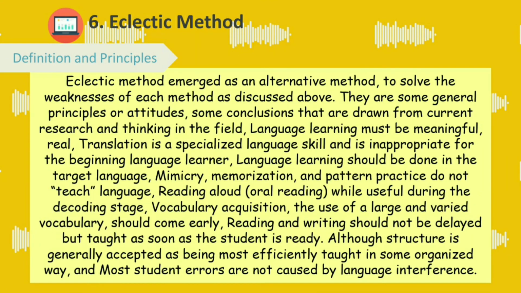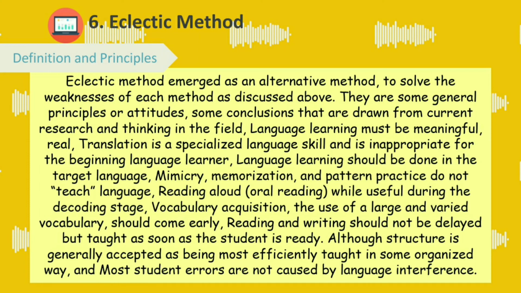The last method is eclectic method. We have the definition and principles here. Eclectic method emerged as an alternative method to solve the weaknesses of each method as discussed above. There are some general principles or attitudes, some conclusions that are drawn from current research and thinking in the field. Language learning must be meaningful, real. Translation is a specialized language skill and is inappropriate for the beginning language learner.